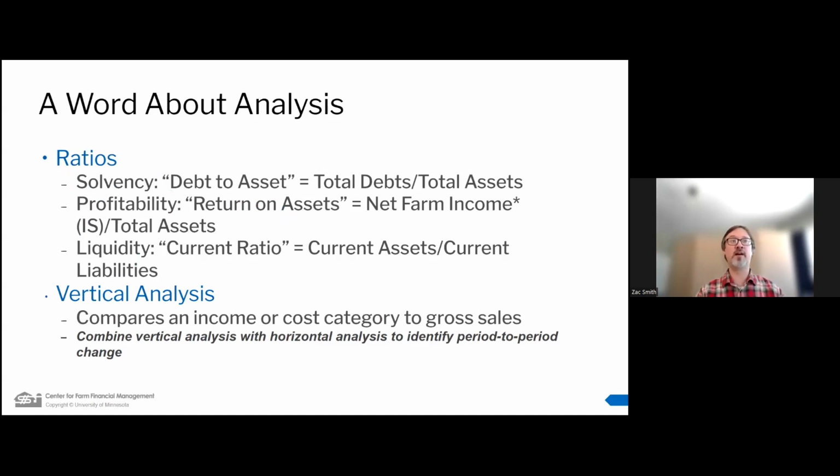Lenders are going to definitely look at your ratios. So, talking about solvency, as Curtis was going over, one of the major ratios that a lot of us look at is your debt to asset ratio, and it's very simply your total debts divided by your total assets.